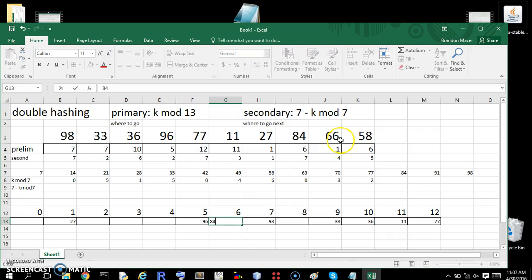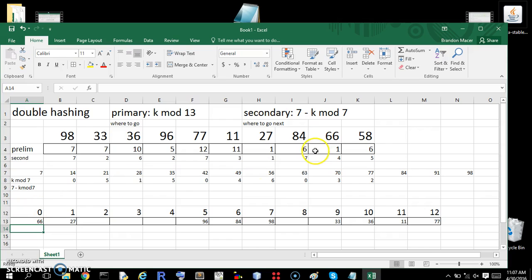66 goes to 1, but 1 is not available, so then we have to ask what's 66's secondary key. It's 4, so we have to advance 4 spots. 1, 2, 3, 4. 66 goes here, but that's taken, so we advance 4 spots. 1, 2, 3, 4. That's taken. So we have to go 4. 1, 2, 3, and then back to 0 for 4. So 66 goes to 0. And that's what double hashing is.